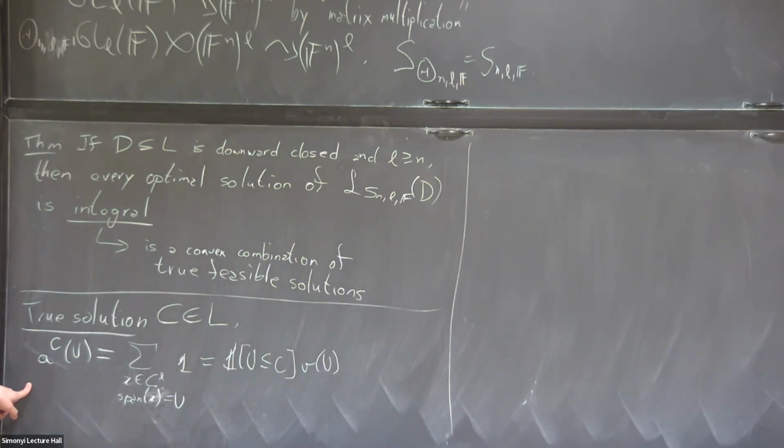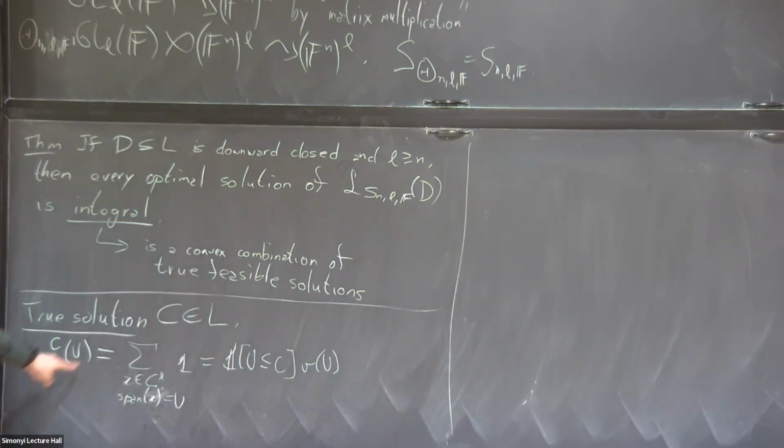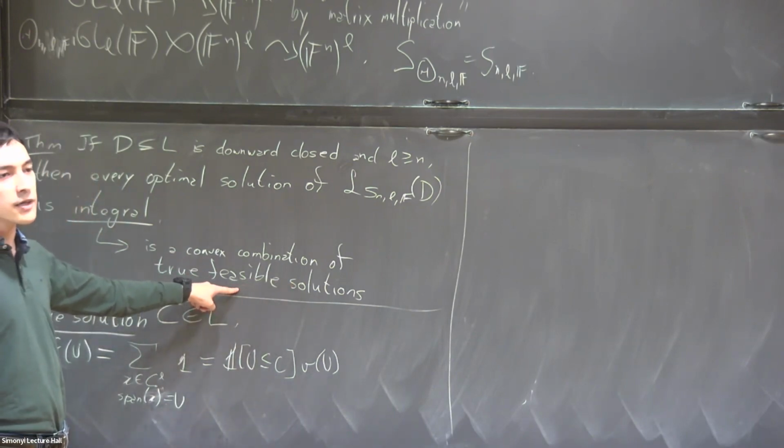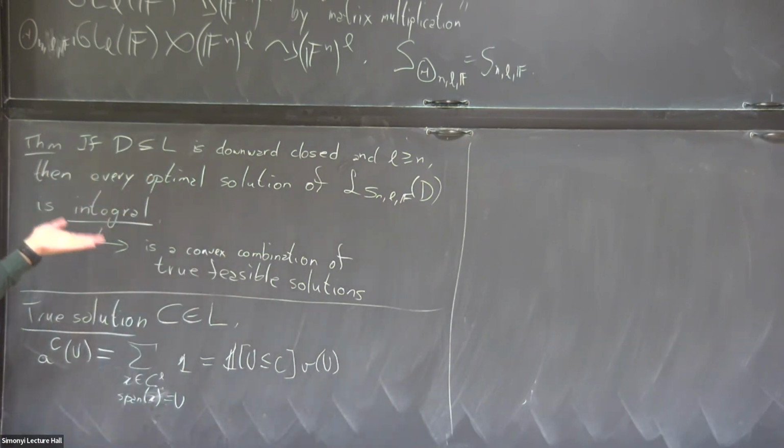And in particular, this gives you completeness, right? Because they're going to be a convex combination of true feasible solutions. None of them can be of lower value because this was optimal, right? So then you get that this is a combination of true optimal solutions, right?